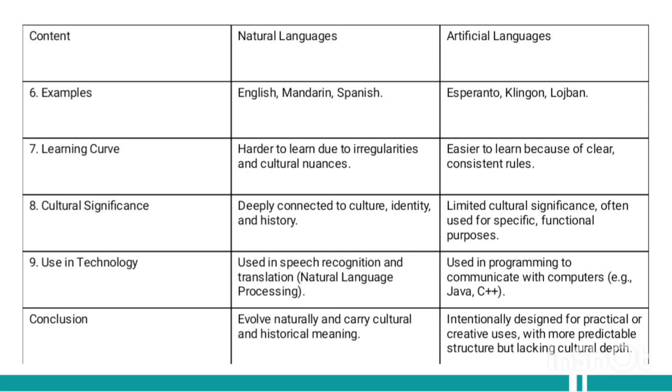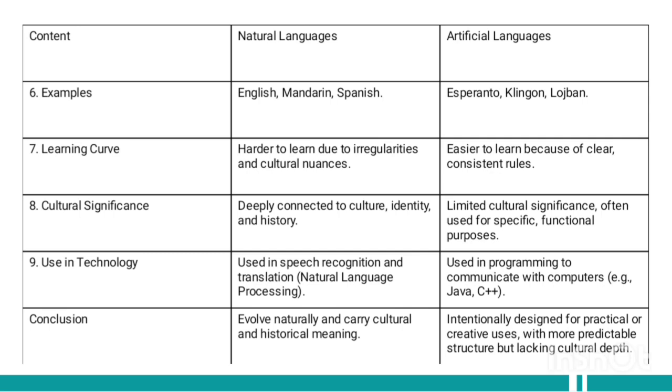These technologies allow computers to understand and process human languages, making it possible to develop systems like virtual assistants, translation apps, and sentiment analysis tools. In contrast, artificial languages are frequently used in programming and computers. Programming languages like Java, Python, and C++ are designed to communicate with computers, instructing them on how to perform tasks. These languages have precise syntax and grammar, and they are crucial in software development.